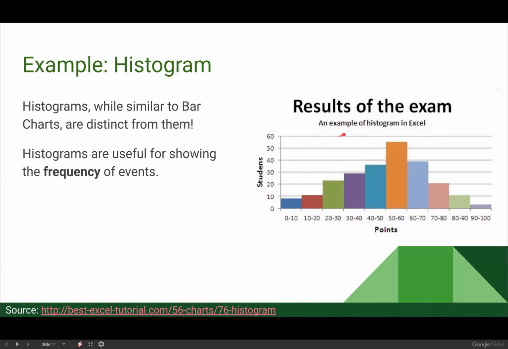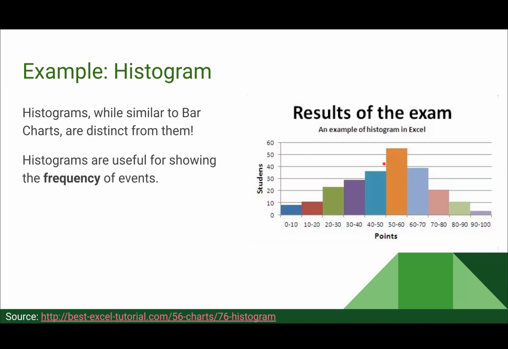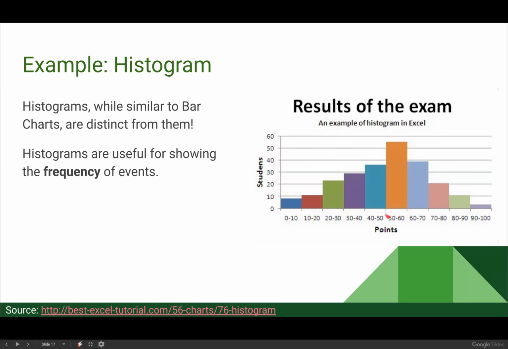So let's say we have some sequence of results on an exam. We have the number of students in each category, and we have the grade ranges. So we have some number less than 10 who got between 0 and 10 points. We can see it going up and then back down. So most of the students in this class got between 50 and 60. It seems like it was probably a pretty tough exam.